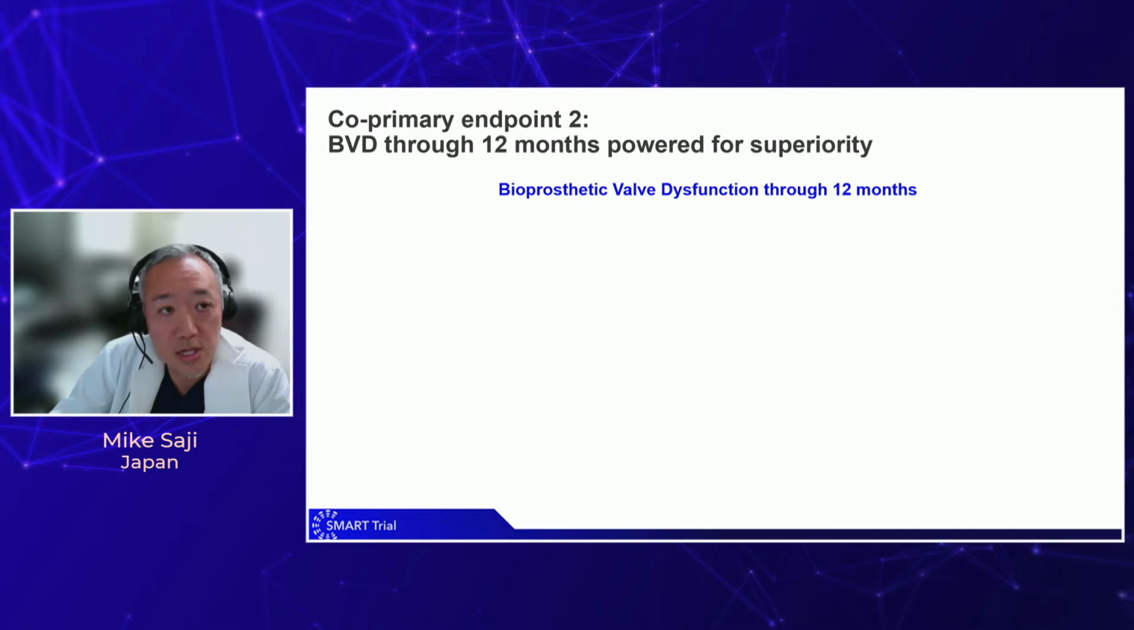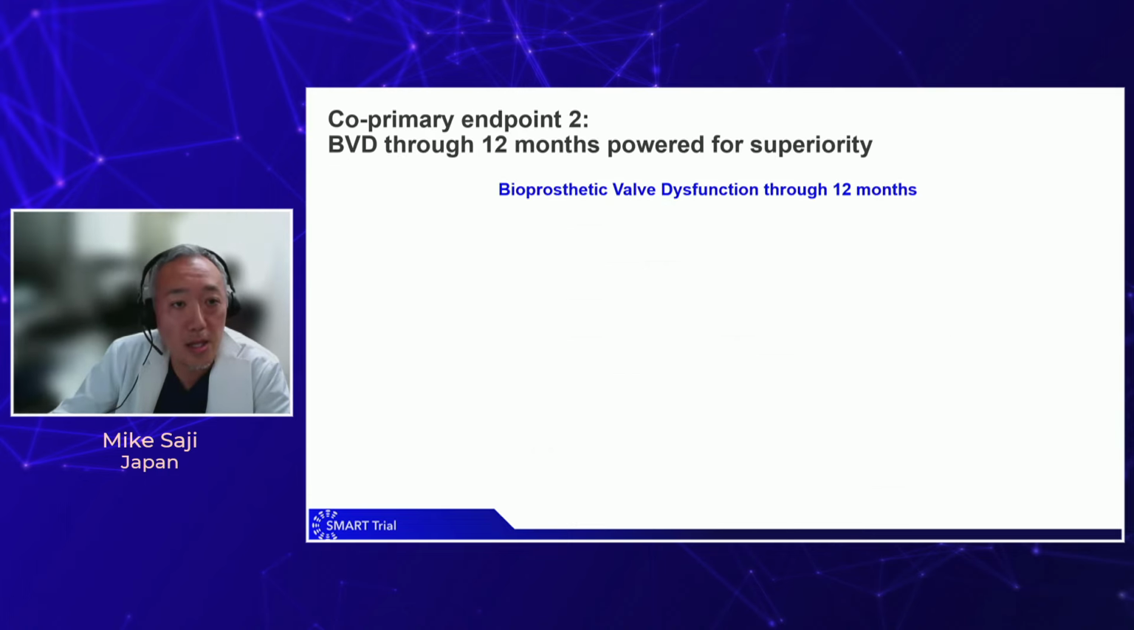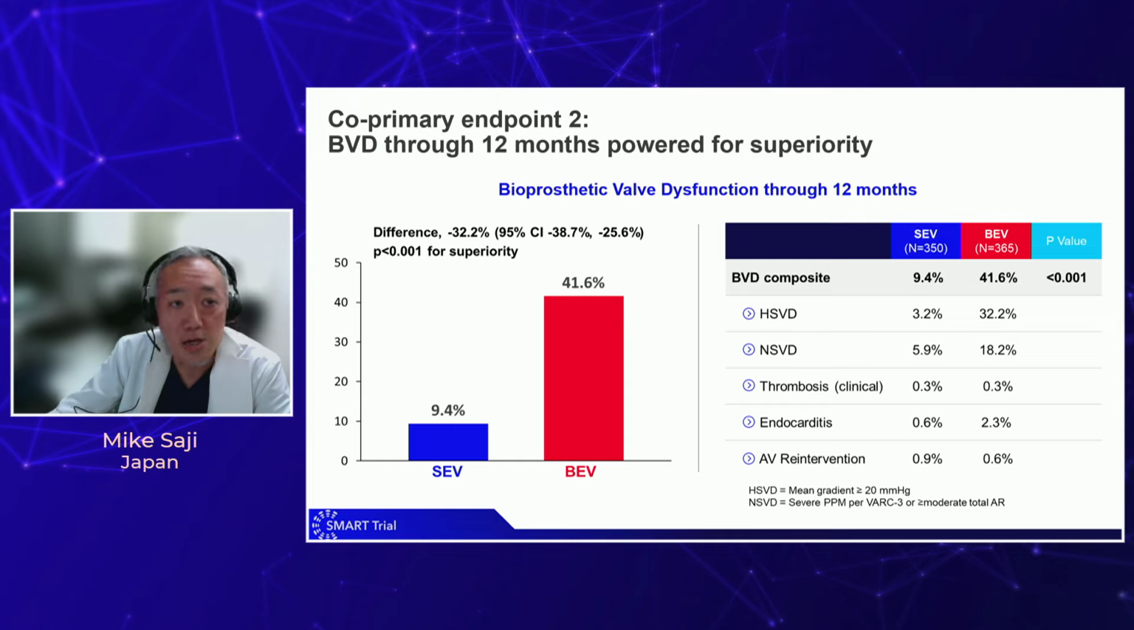The primary outcome is the composite of mortality, disabling stroke, and rehospitalization due to heart failure. The secondary endpoint was bioprosthetic valve dysfunction at 12 months. Although there's no difference in the primary endpoint, the secondary endpoint, bioprosthetic valve dysfunction, has a huge difference, as you can see on the left side, and the self-expandable valve is favored in terms of hemodynamics.